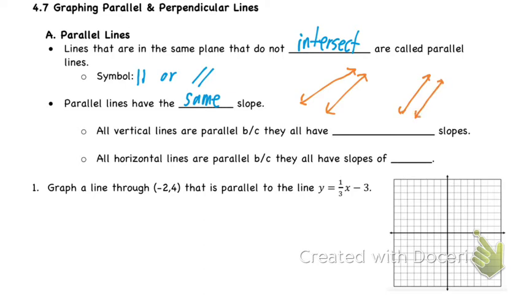So parallel lines have to have the same slope, because if they're different, then they're going to be at a different angle, and they'll eventually touch. Even if you don't see it happen, they'll eventually touch. Like the example on the left.